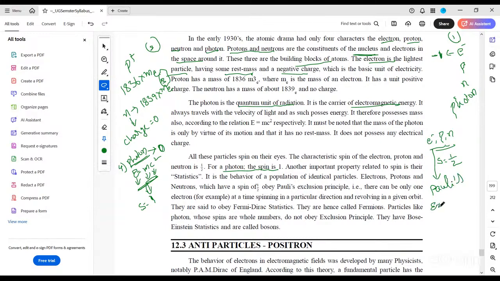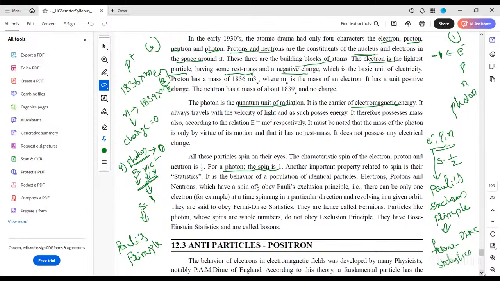Electron, proton, neutron, these three are obeying Pauli's exclusion principle. So we will call this Fermi-Dirac statistics, and we can solve these problems using Fermi-Dirac statistics. Whereas the photon is not following Pauli's exclusion principle. If it is not following Pauli's principle, I will say that it is following Bose-Einstein statistics.